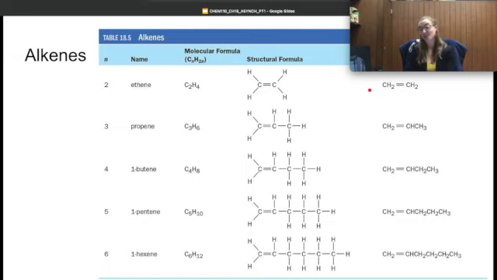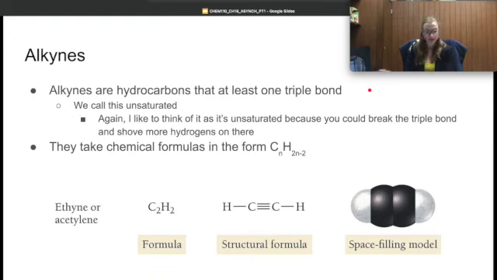Can you guess what the alkynes are going to be? Alkynes are hydrocarbons that contain at least one triple bond. So we again call this unsaturated, because you could break the triple bond and shove more hydrogens in there. This is not the maximum number of hydrogens you could have for 2 carbons. They tend to take the chemical formula C sub N, H sub 2N minus 2.